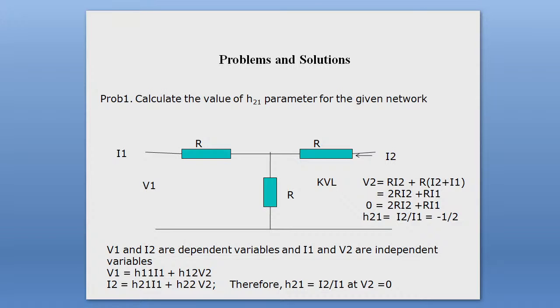Okay, so now you calculate the value of the h12 parameter. Then what will you get? V1 by V2 when I1 equals 0. In the same way you can calculate the values of other parameters. V1 equals R I1 plus R into I1 plus I2. Okay, like this you can solve.